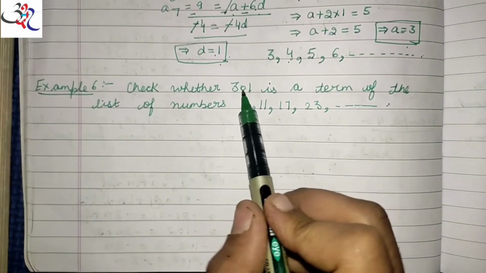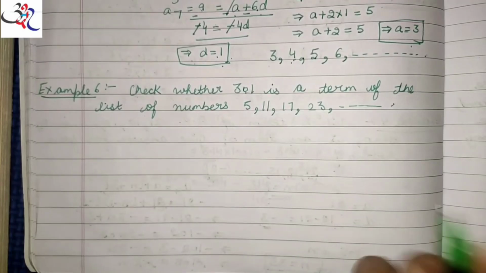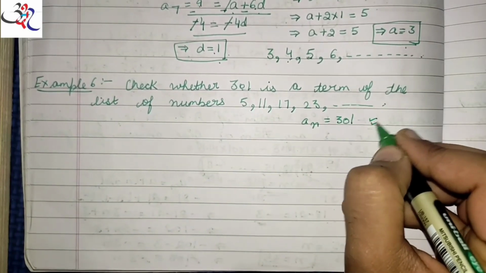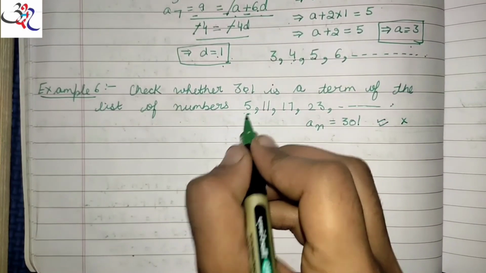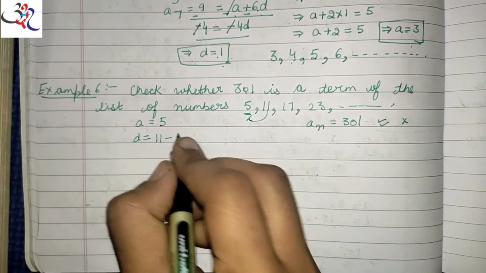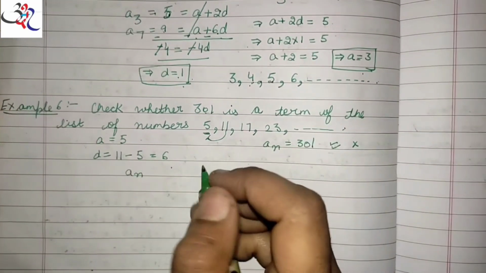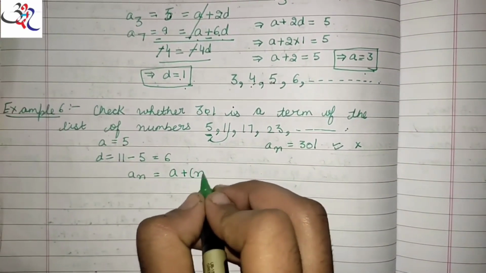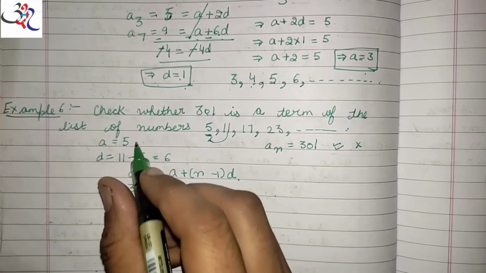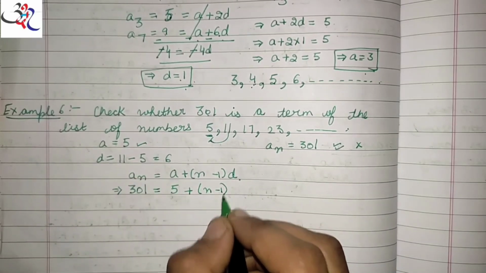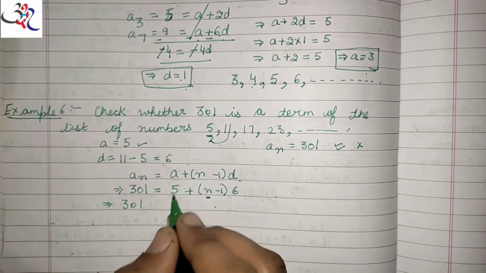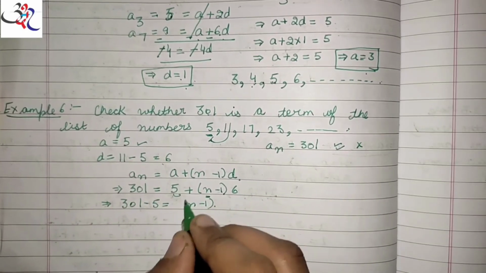Okay, next, check example number 6. Example number 6 is: check whether 301 is a term of the list of numbers or not. Again the same question. You have to tell whether an is equal to 301 is possible or not. So now you know that the first term is 5 and the common difference is what? You know how to find the common difference: 11 minus 5 is equal to 6. To check whether 301 is a term or not, what do we do? We use the formula an is equal to a plus n minus 1 into d. an is 301, a is 5, d is 6.